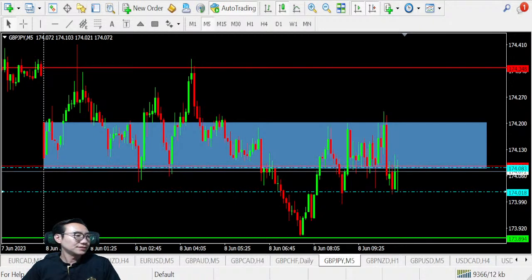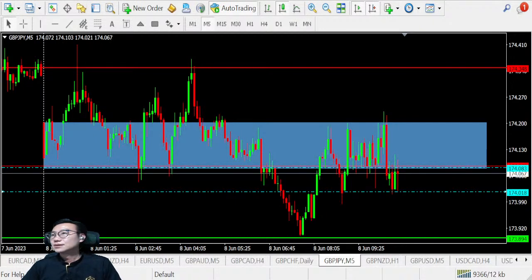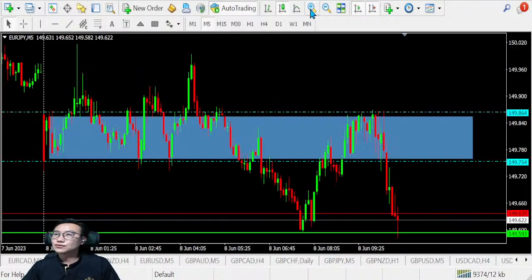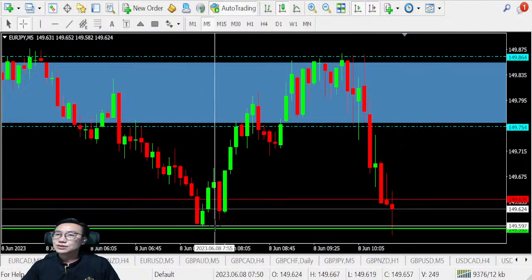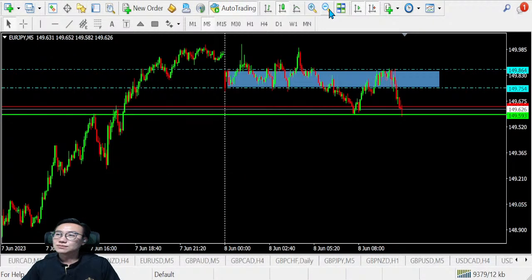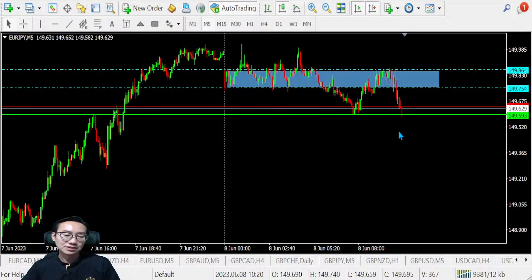So over here. Okay, so let's see. Hang on. Euro yen. It has taken out the lows for Euro Yen. Let's take a look. Okay, the lows have been taken out. So buyers take note. Sellers can only take note after it breaks below 149.593.